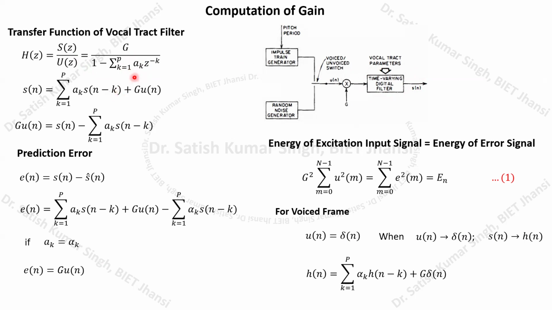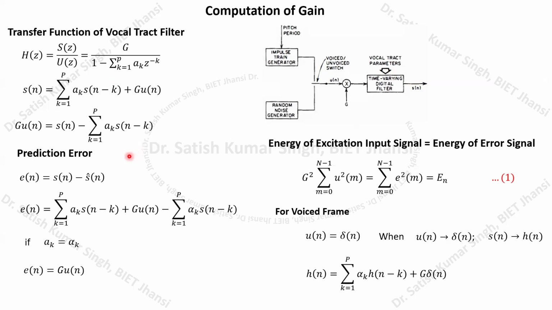If we cross multiply this equation and then take the inverse z-transform, it can be shown that s(n) is equal to the sum over k equals 1 to p of a_k s(n minus k) plus G u(n). Here s(n) is the speech sequence, and u(n) denotes the excitation input. So we can write this equation as G u(n) equals s(n) minus the sum over k equals 1 to p of a_k s(n minus k).